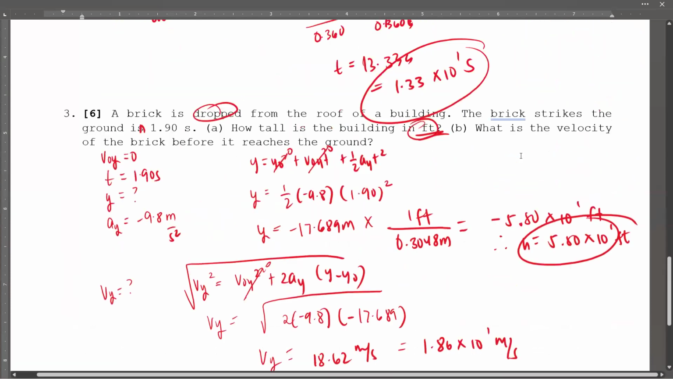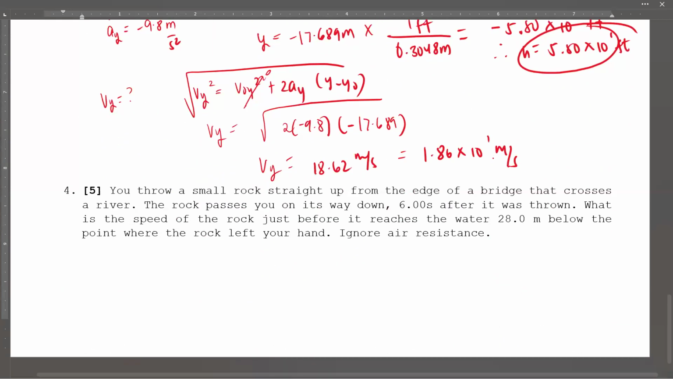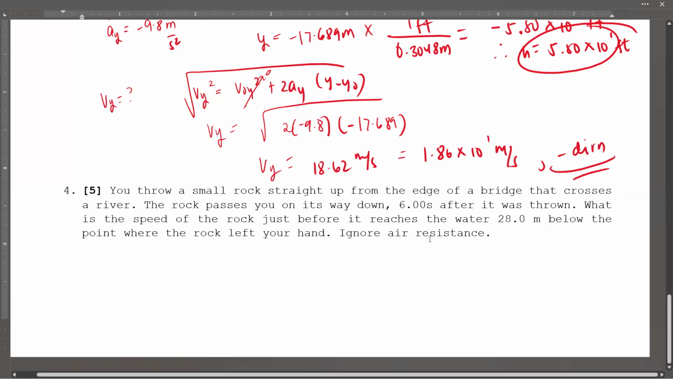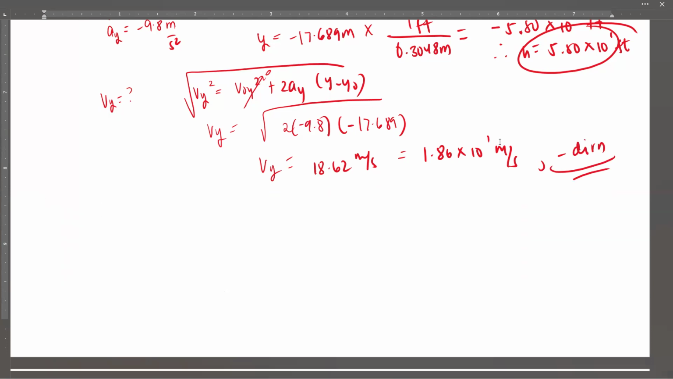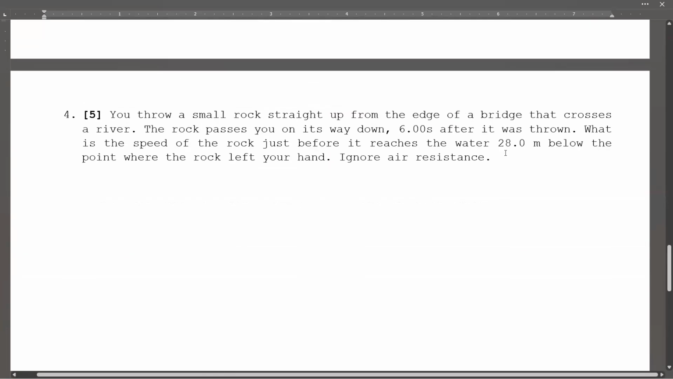But we need to keep in mind that it's falling, no? It's falling before it reaches the ground. So this is towards the negative direction. Okay, let's go to the last item for set A. I'm just going to create some space for me to work on.